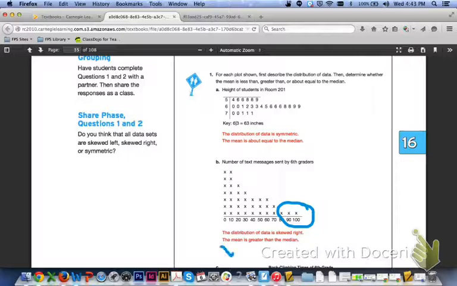I want you to tell me why here. Okay, so tell me why the mean will be greater than the median. Make sure that you do that and then unpause the video.